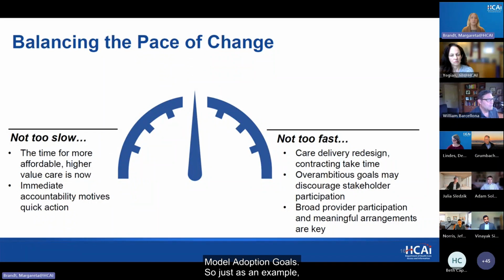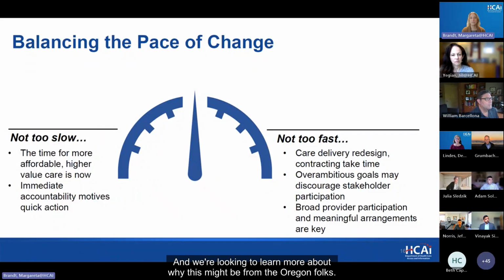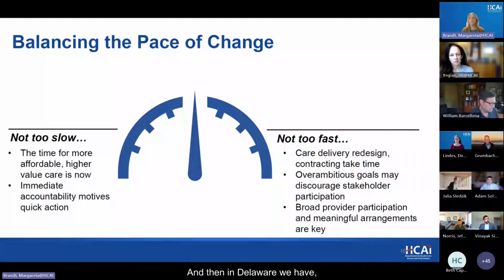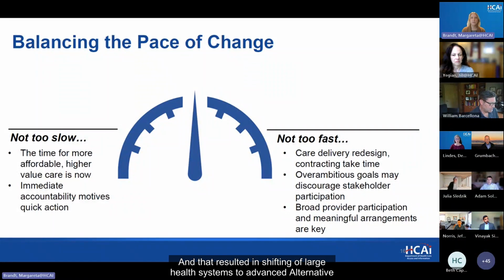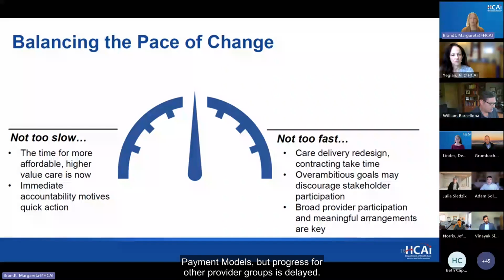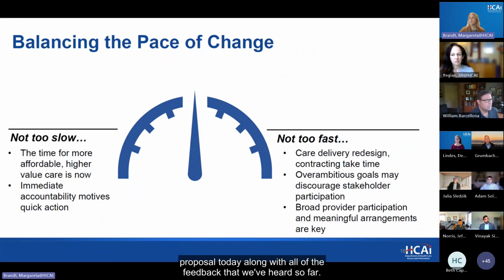Just as an example, in Oregon, in the last year or so, the payer submitted data shows a drop of spending in Category 3 and Category 4 arrangements, those HCP LAN shared savings and population-based payments in the commercial market from 2020 to 2021. And we're looking to learn more about why this might be from the Oregon folks. And then in Delaware, from their experience, they had a requirement to move towards advanced alternative payment models, and that resulted in shifting of large health systems to advanced alternative payment models, but progress for other provider groups is delayed. So those are some of the contexts that inform our proposal today, along with all of the feedback that we've heard so far.